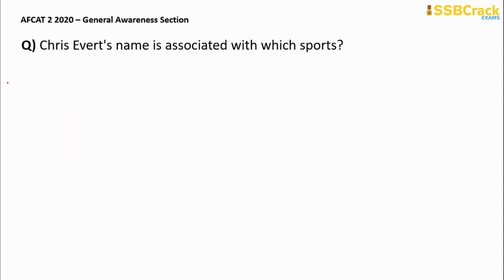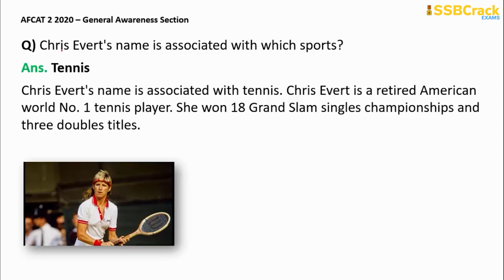Let's move ahead. Next question is, Chris Evert's name is associated with which sport? In this question they are asking, Chris Evert was associated with which game? So the correct answer is tennis. She was a retired American world number 1 tennis player. She won 18 Grand Slam singles championships and 3 doubles titles. Okay, so she was a tennis player.